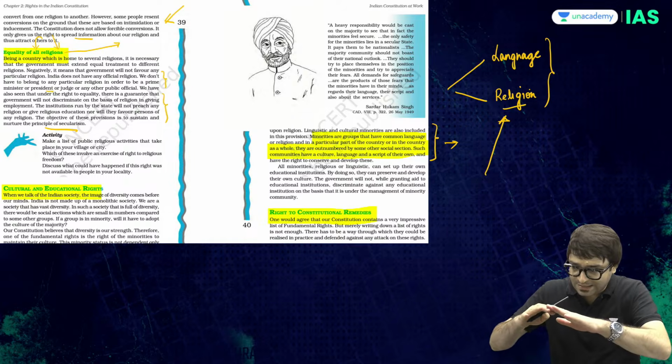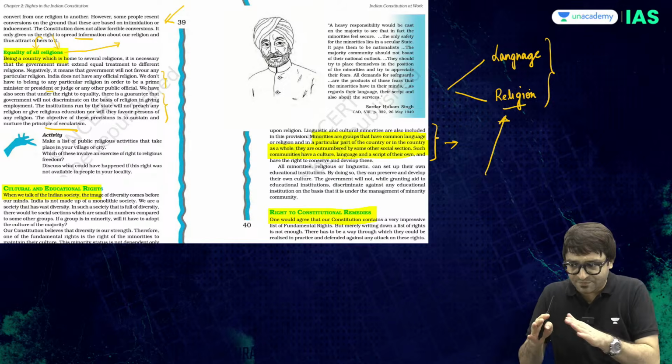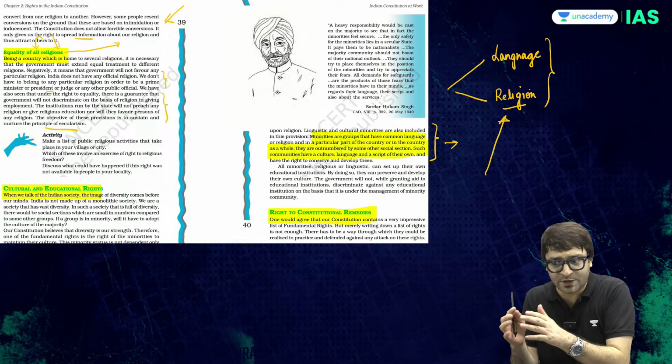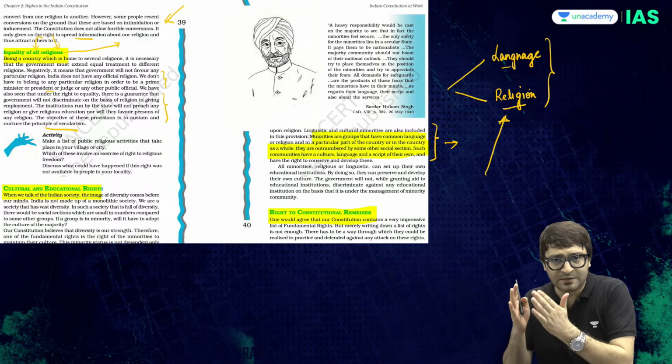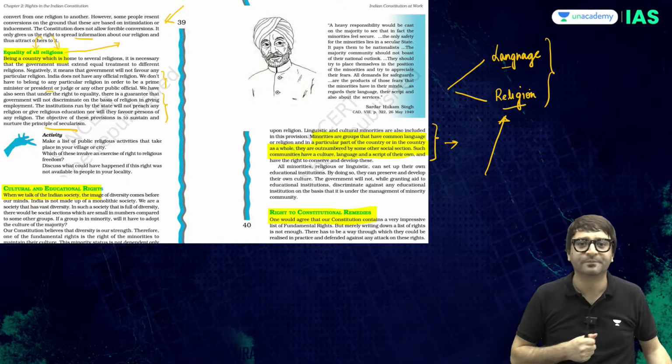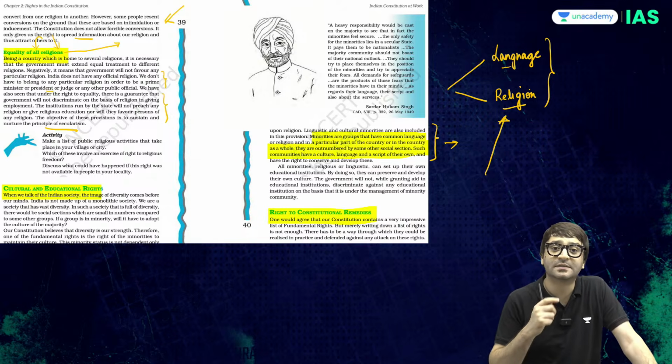Because the land of India is the land of diversity. And within that diversity, we have religious minority, we have linguistic minority. They are empowered, allowed to establish educational institutions of their choice. These are the fundamental rights.